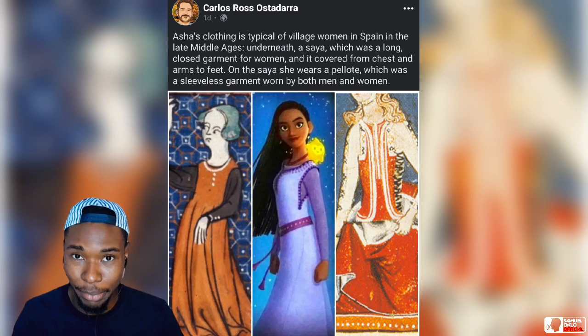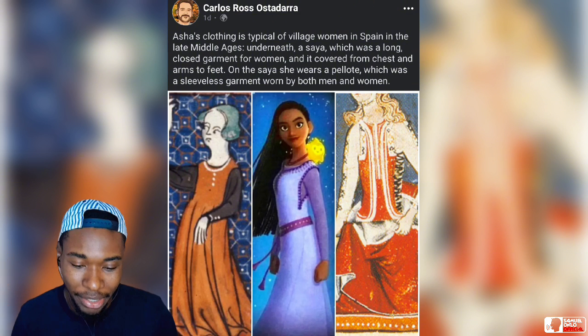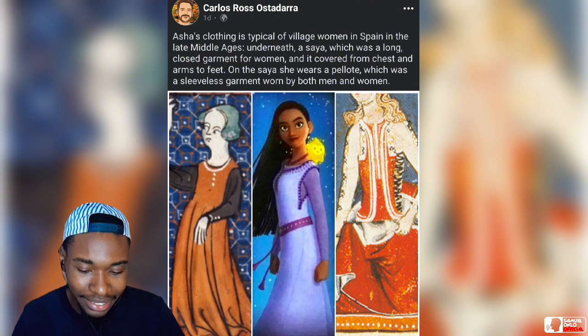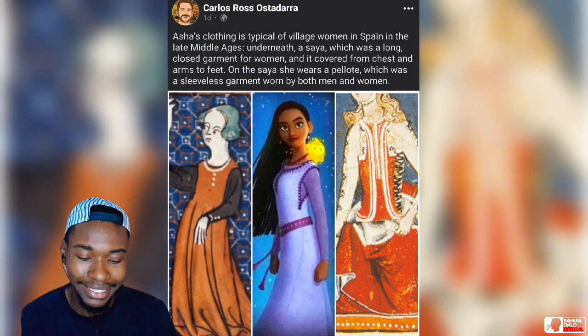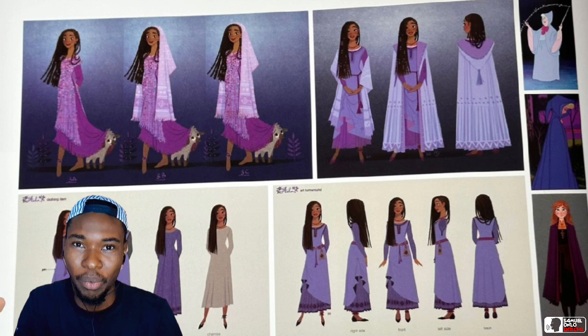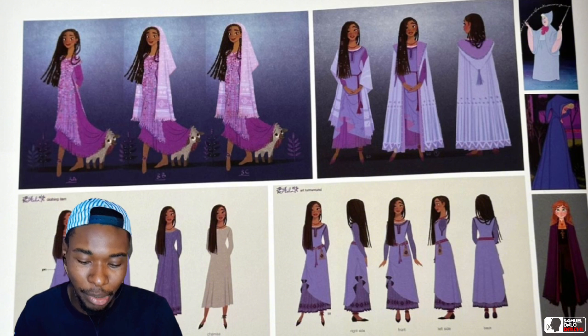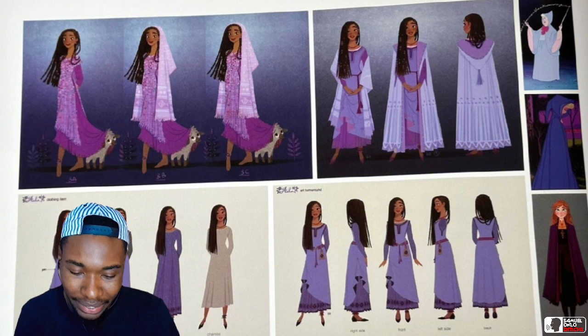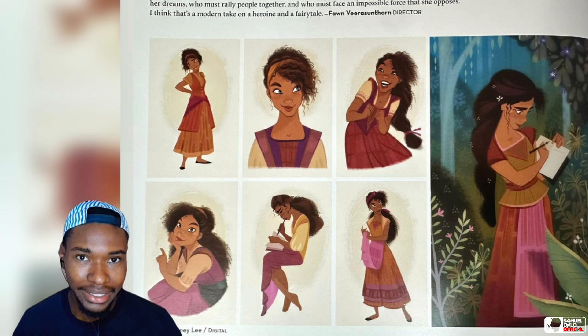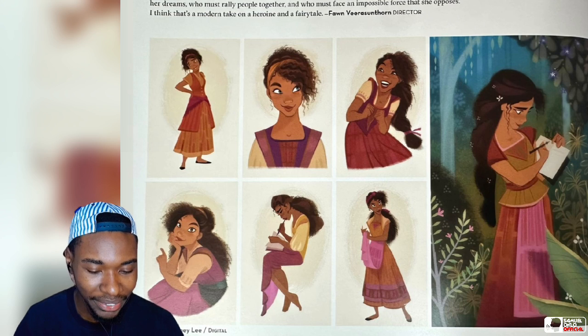This person explained it properly in this post, so I'm just gonna leave it up here. And yeah, I don't know, whenever I see concept art like this, I tend to gravitate more to what they were exploring compared to the finished work. But yeah, this looks good. This looks so good.